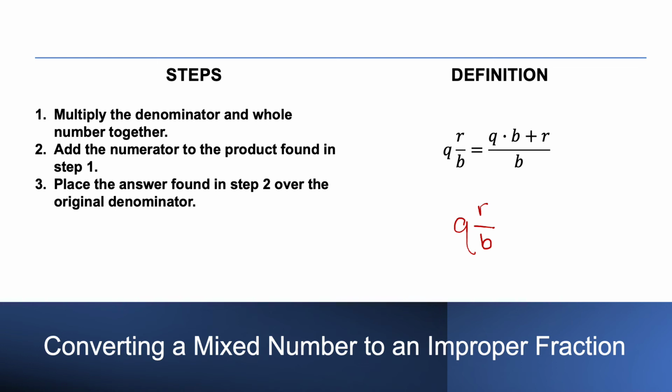Our first step is to multiply the denominator and the whole number together. So that means I'm going to multiply Q times B together. Next, we're going to add the numerator, which is the plus R. That value goes on top of the fraction bar. Then we're going to place that value over the original denominator, which is B.